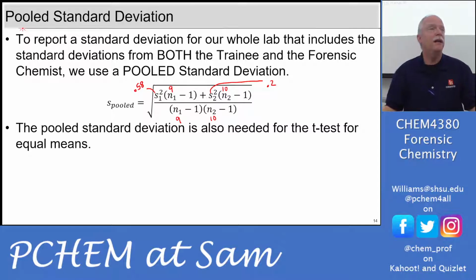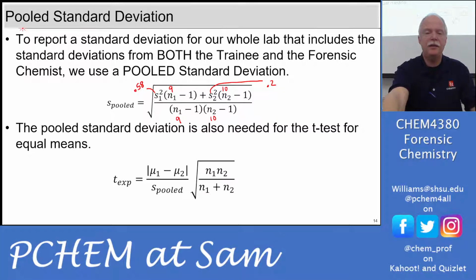We threw out the outlier. Yeah, so without the outlier, we recalculated the standard deviation. And that would be more accurate. If it really is an outlier, then this would be a more accurate standard deviation for our trainee. And the pooled standard deviation, again, is needed for that t-test for equal means.